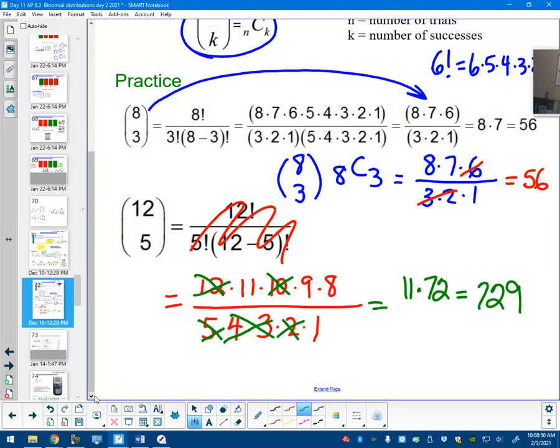Did anybody do that yet? I don't know if I'm remembering correctly from block 1 or not. 11 times 72. Yep, 790. Oops, it's 792. I was close.